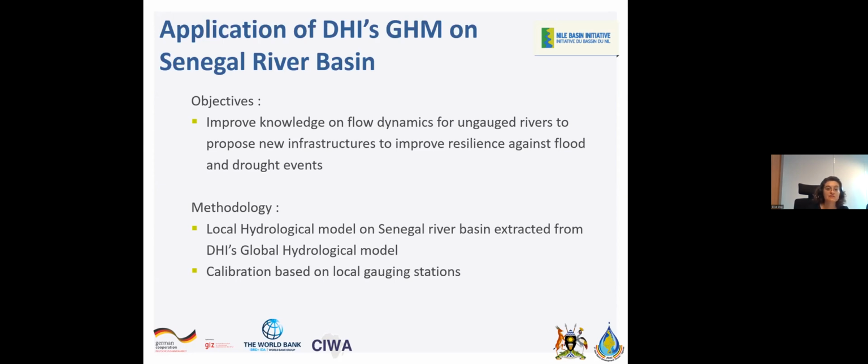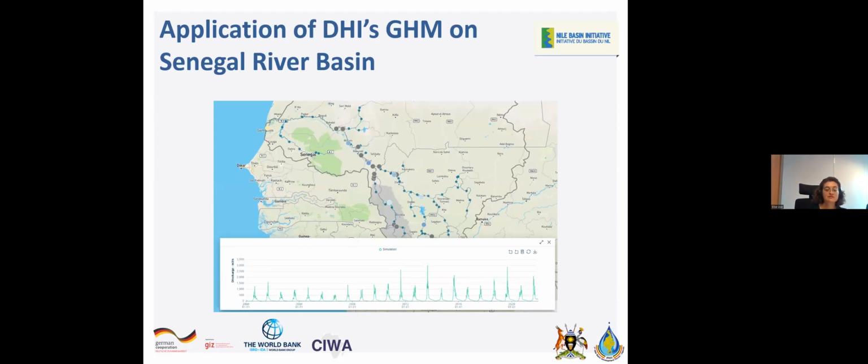So we started from the global model and we extracted a local hydrological model around the Senegal River Basin. The parameters from this model were calibrated based on local gauging stations to make sure that results will fit the basin. In order to make this tool durably used by the Senegal River Basin Organization and also all the member states, we also developed an online platform to make all results available. Using this tool, every user can display flow time series anywhere in the river basin.